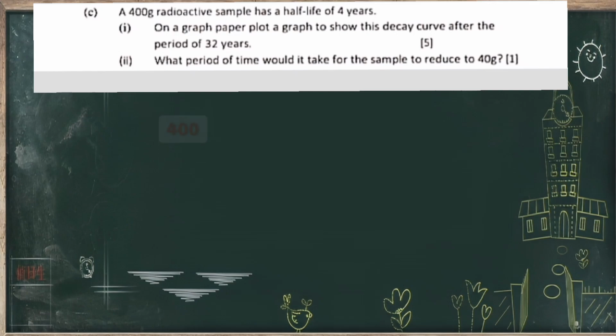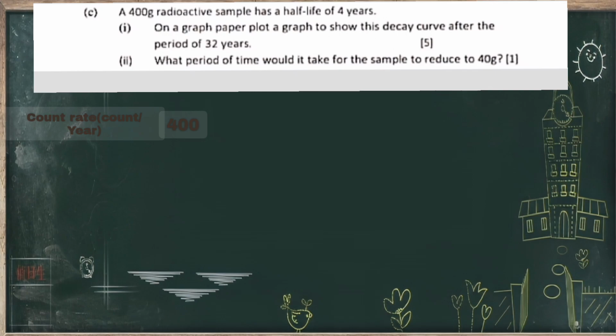Right, so this is physics or science paper 1 representation. In this video, I'm going to revise with you radioactivity. The question is saying a 400 grams radioactive sample has a half-life of 4 years. So in this case, we have two things: the count rate in count per year and time in years.